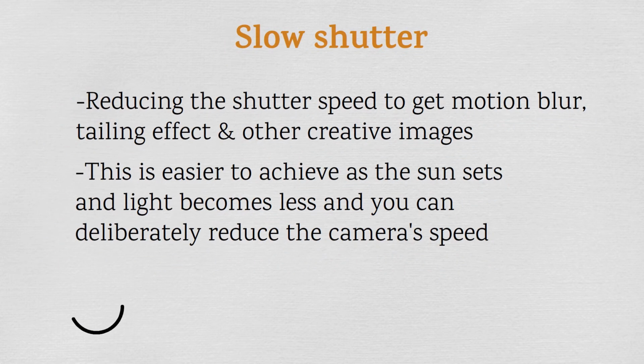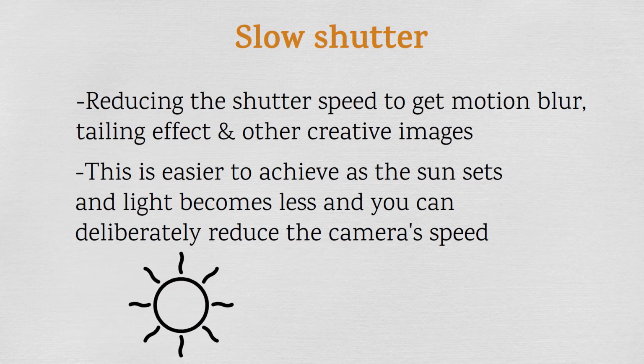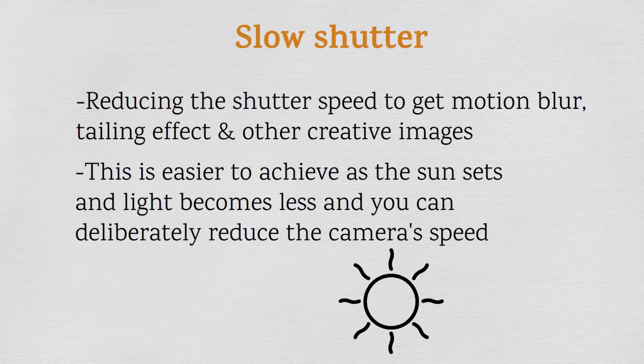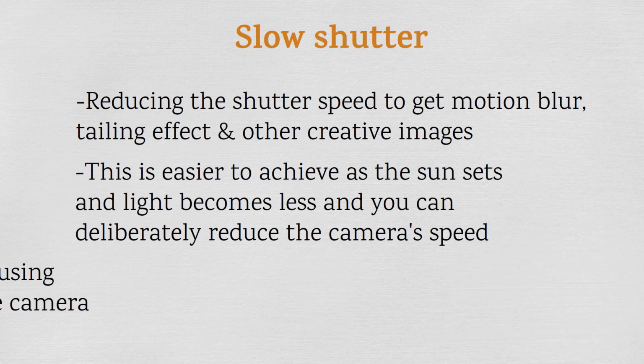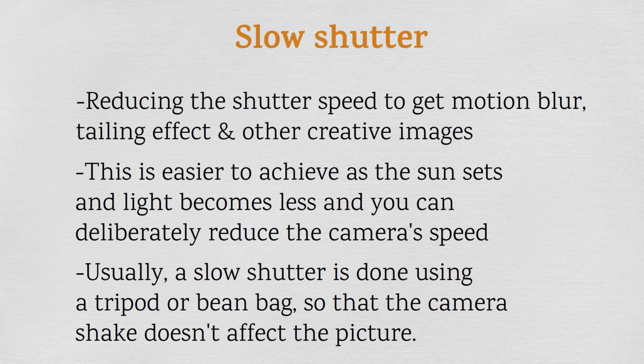So slow shutter is best done when the sun is setting, when the light is low, and you can deliberately reduce the camera's speed. Usually a slow shutter is done using a tripod or a beanbag. The reason is that the camera shake should not affect the picture.